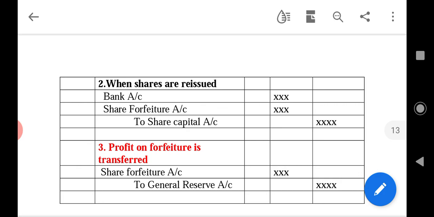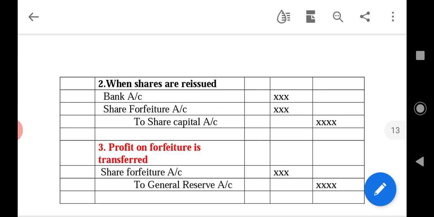Suppose you cancelled 100 shares, but you reissued 60 shares only. So the remaining 40 shares are not reissued. In this stage, the transfer amount must be changed. You have to proportionately transfer the share forfeiture profit to the general reserve. So you transfer only the 60 shares' profit to general reserve. The remaining 40 shares' profit must be kept in the share forfeiture account itself.